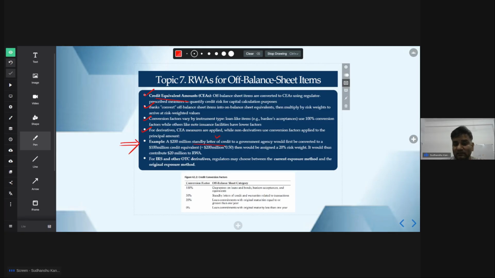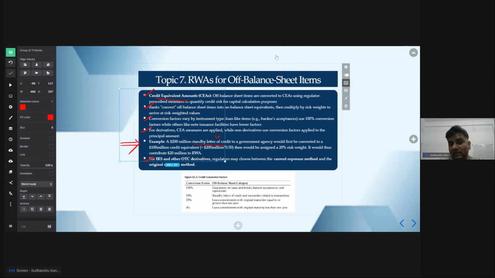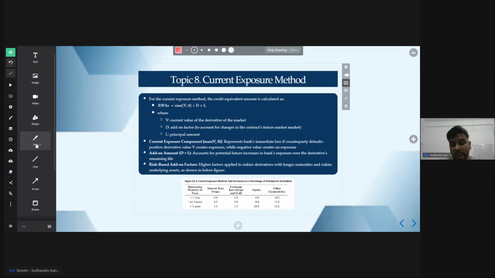Then you look at derivative versus non-derivative exposure. We need to keep in mind that for non-derivatives, you use conversion factors on notional. For derivatives, you use special exposure methods, which will come in the next topic. Next is the current exposure method, which is specifically for derivatives. This topic addresses OTC derivatives, which Basel I treated separately due to mark-to-market volatility and potential future exposure.